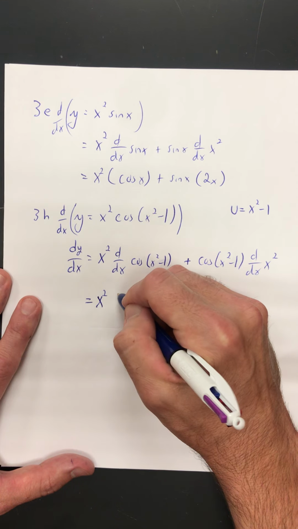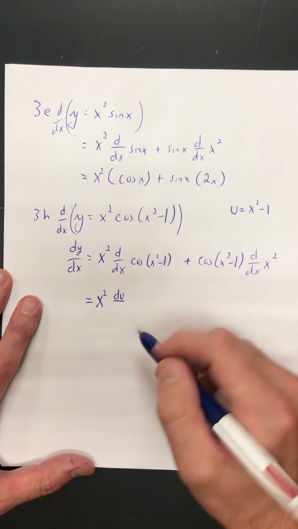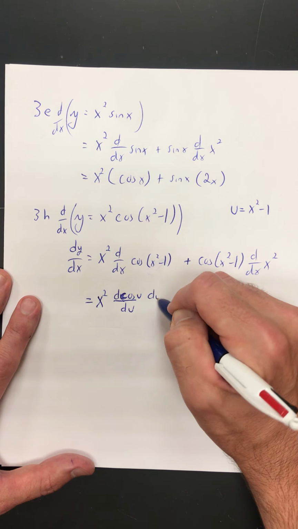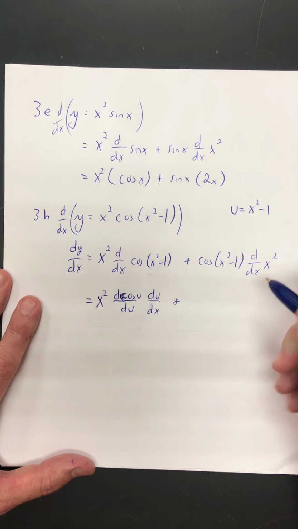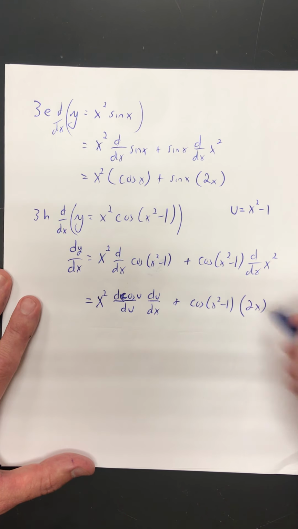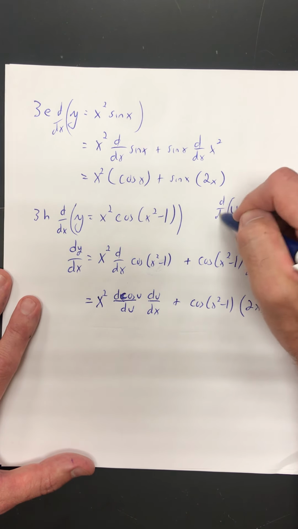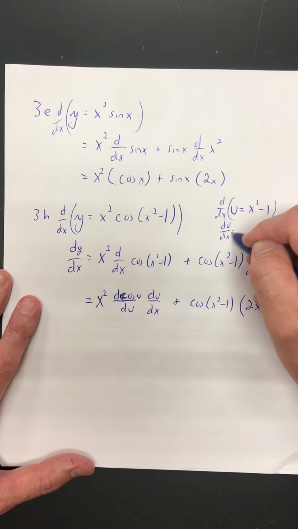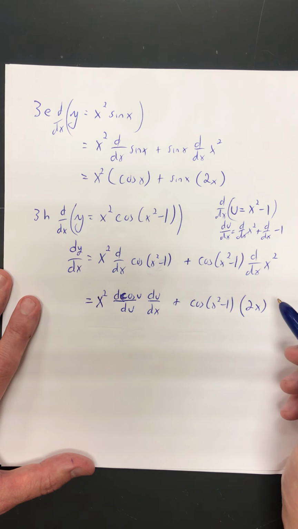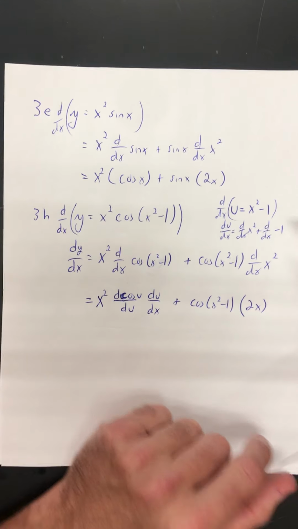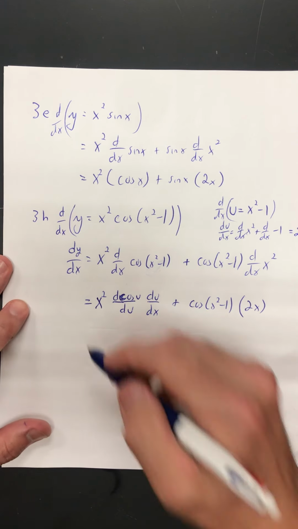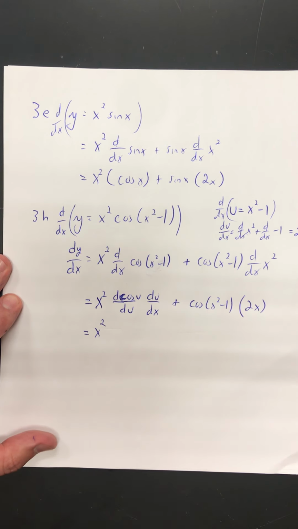So here we go. That turns into d cosine u du times du dx plus, and this is cosine of x squared minus 1, and then this is just 2x. So I'm going to come up here and do d dx of this. So du dx is equal to d dx of x squared plus d dx of negative 1. I probably should have left more room here. I am squishing exactly what I tell y'all not to do, but there it is. It's 2x. So I can come back in here and do x squared.